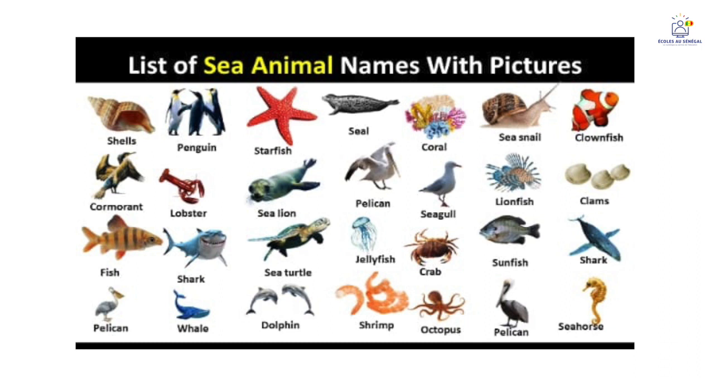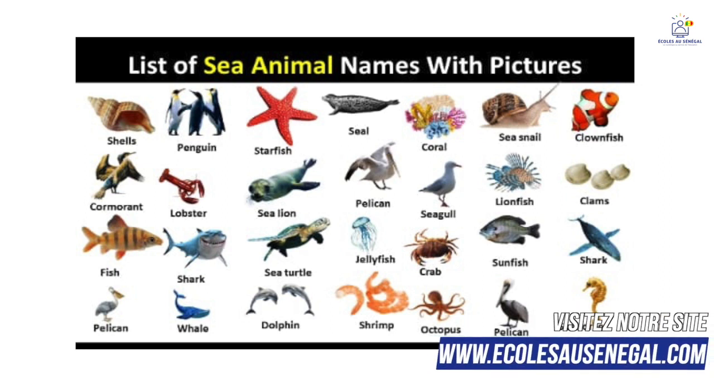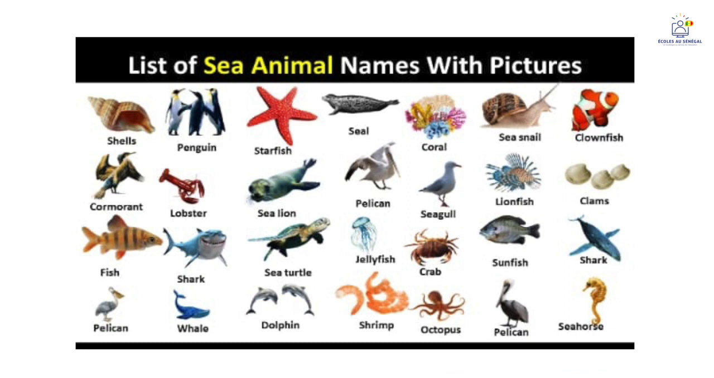And so when you talk about seafood, you have shells, the coquilles. You have examples like penguins, you have starfish, poisson d'étoile, starfish, you have sea lion, you have a lobster, you have just a general fish, you have a shark, like baby shark, un requin, you have a pelican, un pelican, whale, une baleine. Dolphins, dauphin, you have a sea turtle, qui est tortue. You have jellyfish, you have shrimp, qui est les crevettes, you have sea snail, like snails, qui est escargot.